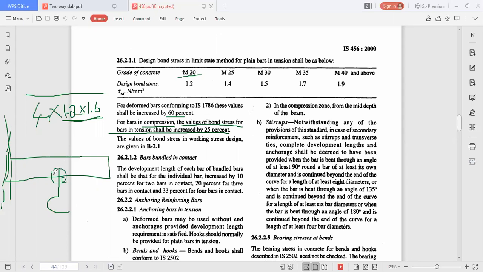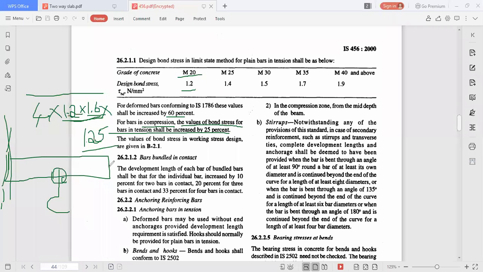ఇప్పుడు ఈ హుక్ కి బాండ్ స్ట్రెస్ ఫైండ్ అవుట్ చేయాలి. This hook is made up of HYSD bar. It's not MS bar. ఇప్పుడు tau BD value ఎంత? For M20 grade concrete, it is 1.2 as it is. As it is made up of HYSD bar, it is increased by 60%. And this hook is provided in compression zone. That's why it is again multiplied by 1.25.